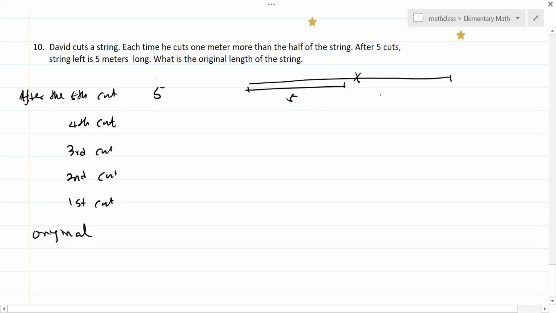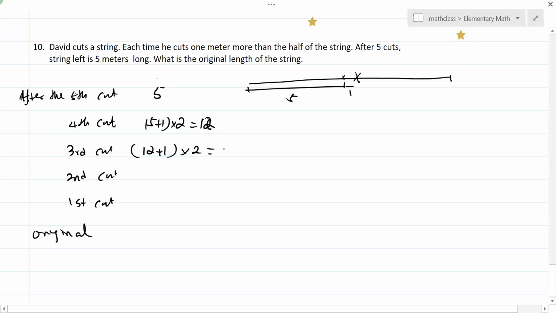So this is a half. So after you cut half, right? Then I cut 1 more, right? Then left is 5. So the original one after 4th cut will be 5 plus 1 times 2, which is 12. Okay, clear? Total is 12. That's after 4th cut. Divide by half, which is 6. 6 cut 1 more, that's the only 5 left. So if you understand that, then you solve the problem quickly.